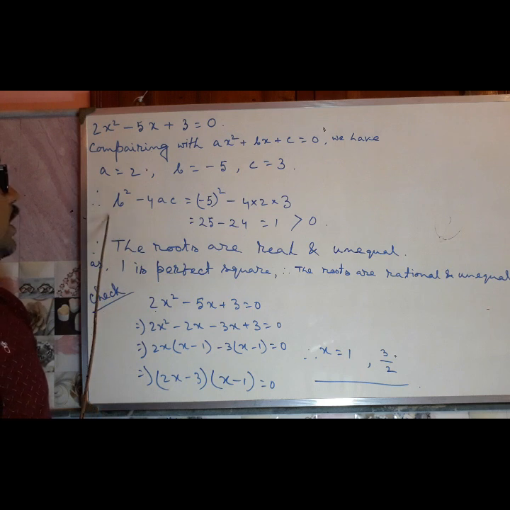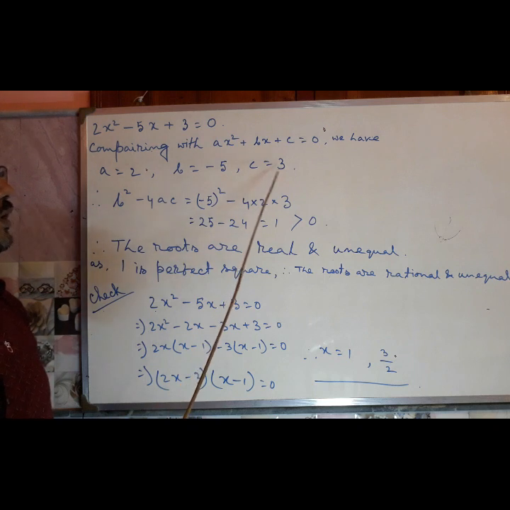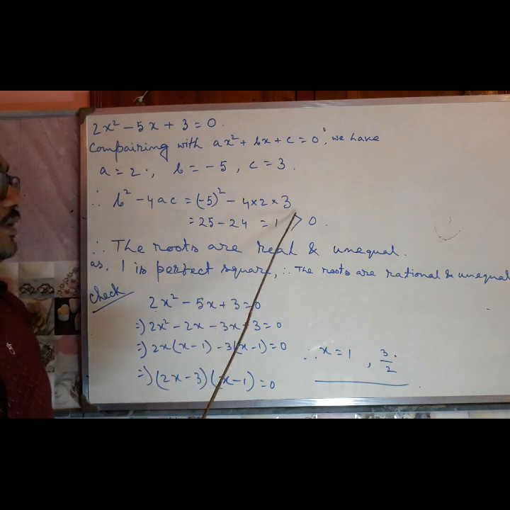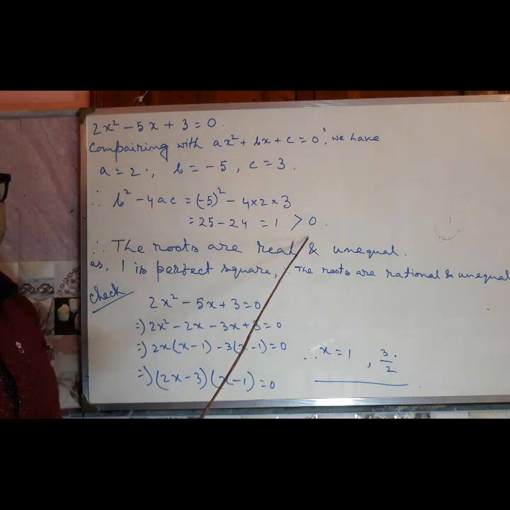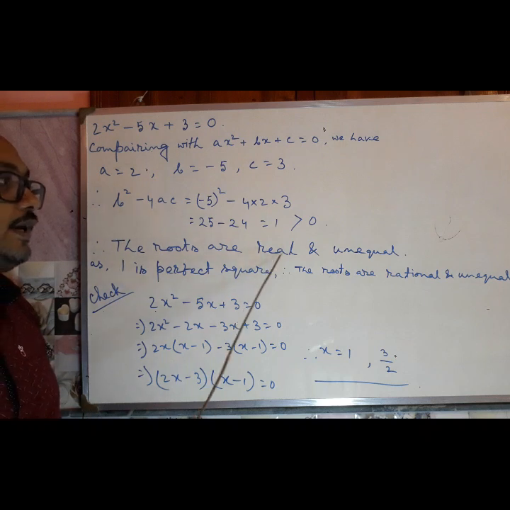The discriminant b square minus 4ac is equal to b square, that is minus 5 whole square, minus 4 into a, that is 2, into c, that is 3. That is 25 minus 24, which is equal to 1. It is greater than 0. As it is greater than 0, the roots are real and unequal.